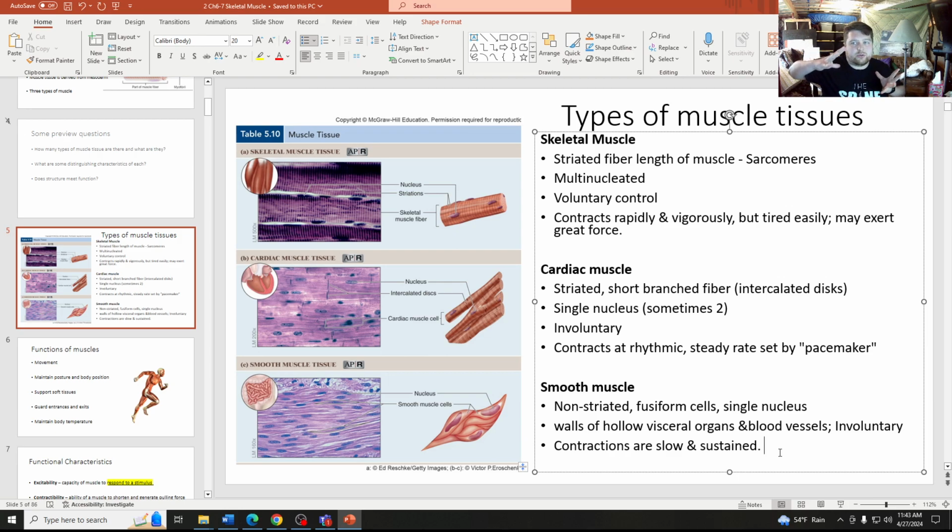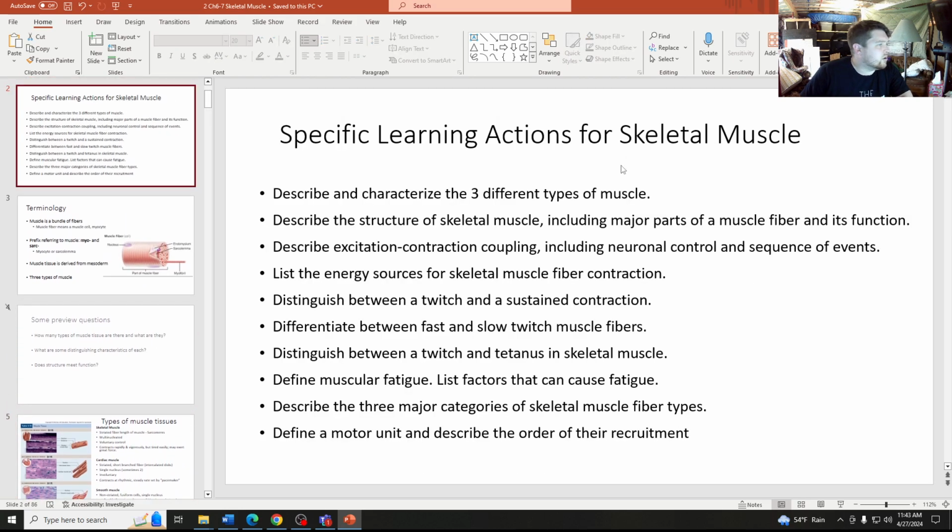We want our stomach to squeeze and compress and do it slowly to slowly push the food and stuff along. Same thing with the blood vessels. We want the blood vessels to squeeze and maintain that hold for long periods of time to make sure our blood pressure stays consistent. Okay, so those are 3 different types of muscles.